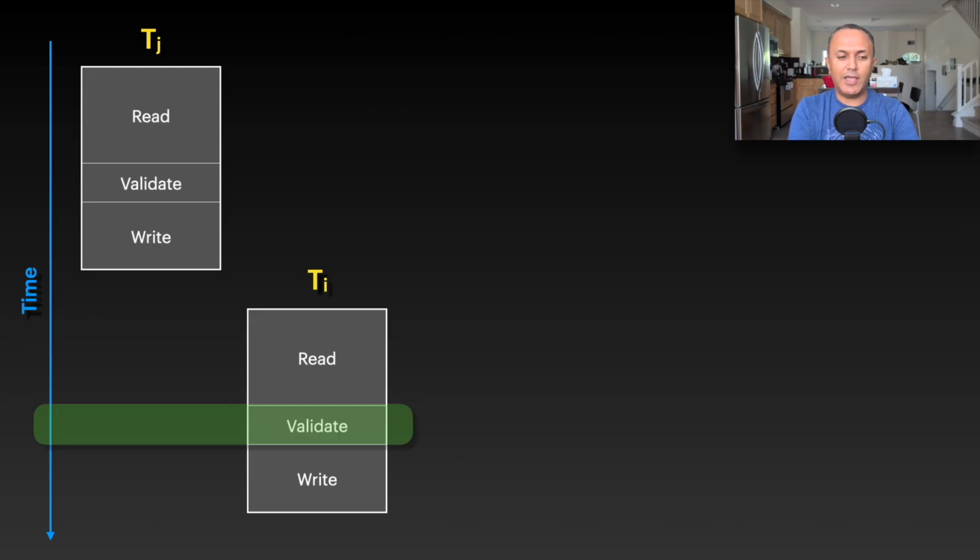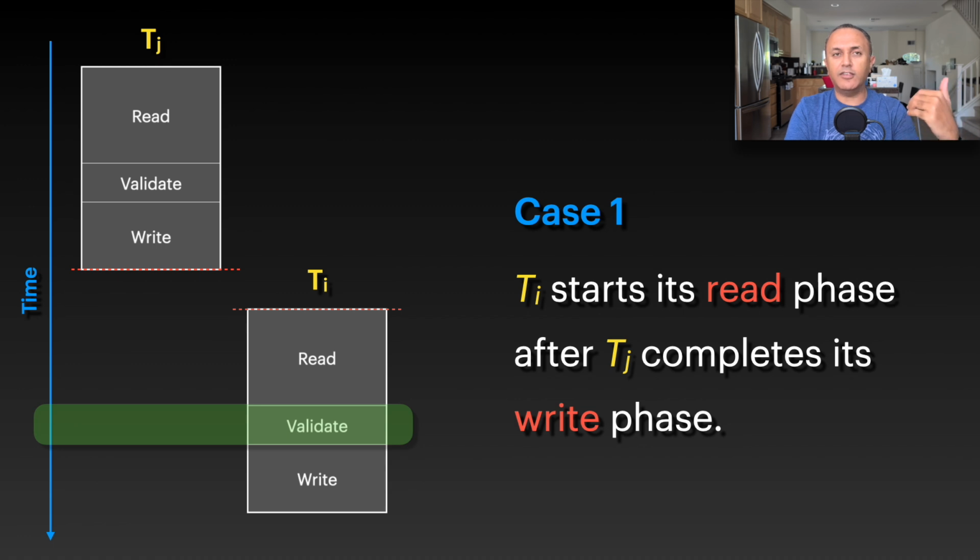So the conditions are based on where these transactions are relative to each other in terms of their phases. So first case, we're validating Ti, and we have a previous transaction, Tj, that has finished its validation and has committed. So if Ti starts its read phase after Tj has completed its write phase, then we're going to say that this validation has been successful, because in this case basically there's no overlap between the transactions at all. So this is already like a serial schedule, like just between these two transactions. So Ti is completely after Tj.